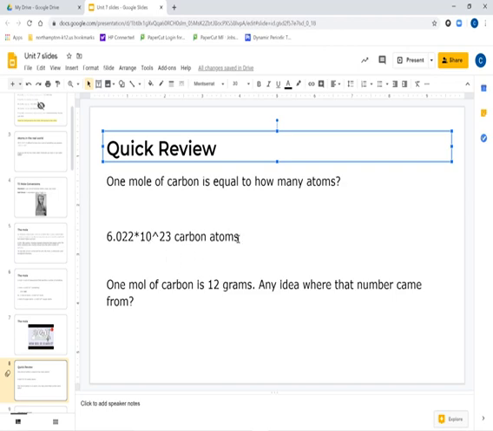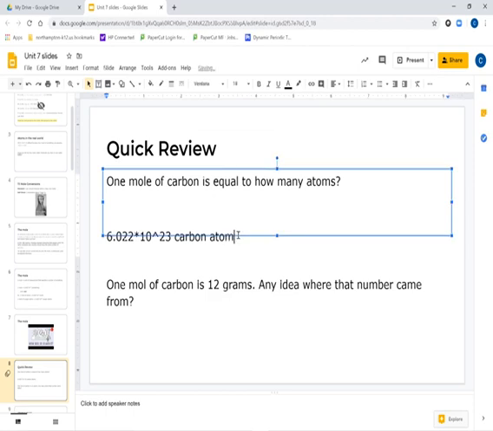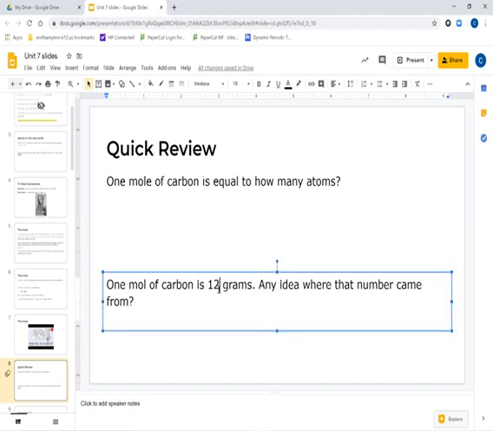Now, here's the cool part, and we're going to do another little reach around like we did for the SI units. We're going to connect here to a previous unit. So, 1 mole of carbon, that's 6.022 times 10 to the 23rd carbon atoms. That number of atoms, 1 mole of atoms, weighs 12 grams. Any idea where 12 comes from when we're talking about carbon?